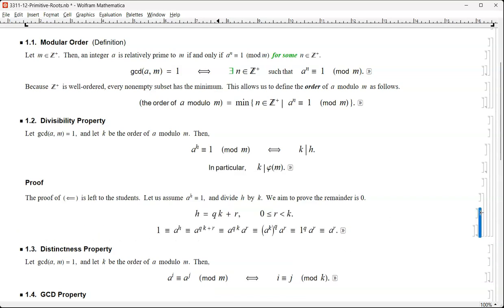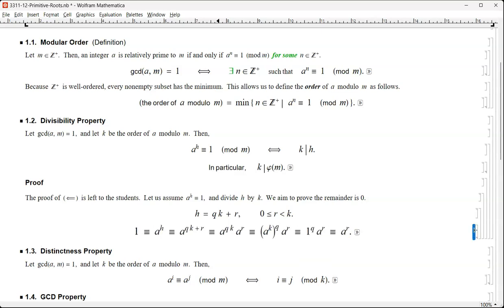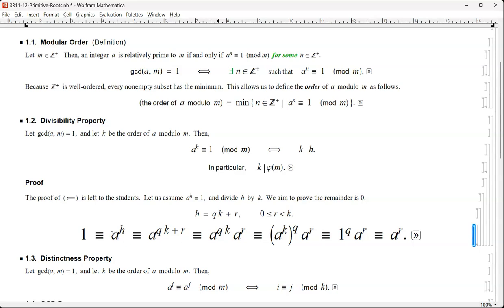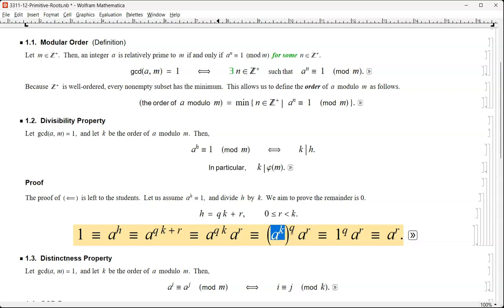How do we prove that? Thanks to this computation. Let's look at it a little bit more carefully. a to the h power is congruent to 1, that's the starting point. Then apply the division algorithm: h is qk plus r. Then apply the exponent rule: a to the qk power times a to the r power. This multiplication, you can write as a to the k power to the q power. But a to the k power is 1, so this entire thing is 1. So we have a to the r power is congruent to 1. That's what we get.